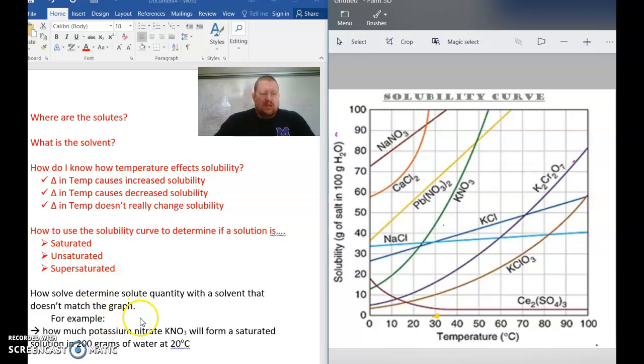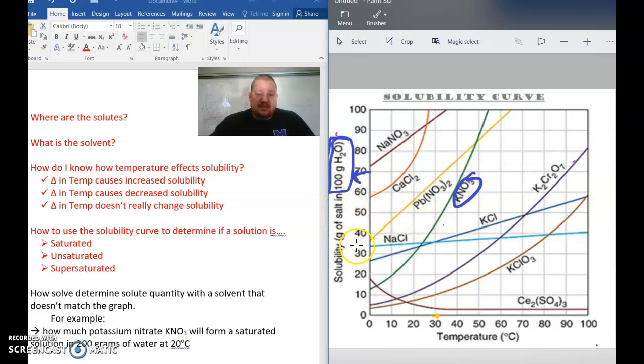Moving on. So, lastly here, how to determine solute quantity with a solvent that doesn't match the graph. For example, how much potassium nitrate, KNO3, so we're talking about this one over here, will form a saturated solution at 200 grams of water. Now, this is where our problem comes in. This is where a lot of people struggle. It says 200 grams of water. We only have 100 grams of water, right? So this graph can't tell us that.